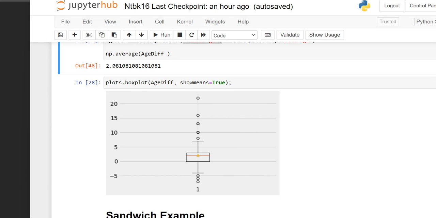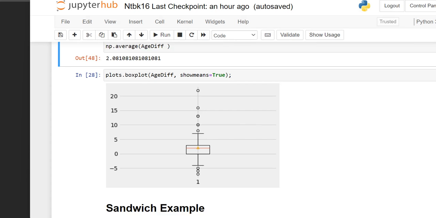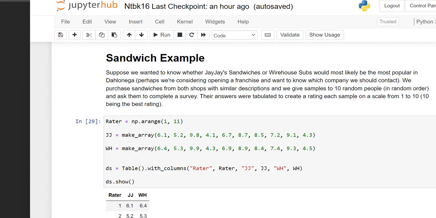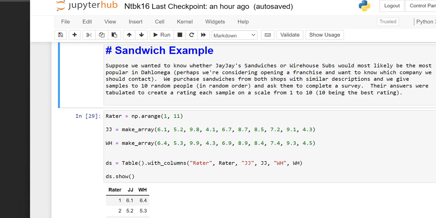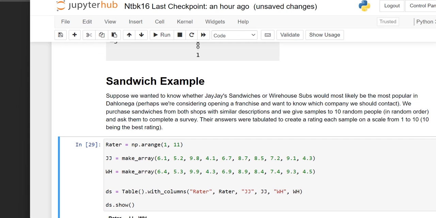Okay, so what are we going to do to finish up going over the sandwich example? The setup for the sandwich example is that we're trying to open a sandwich chain in Dahlonega. And we're going to choose one of two franchises, either JJ's or Wirehouse.